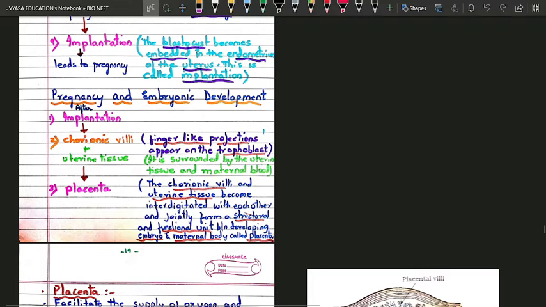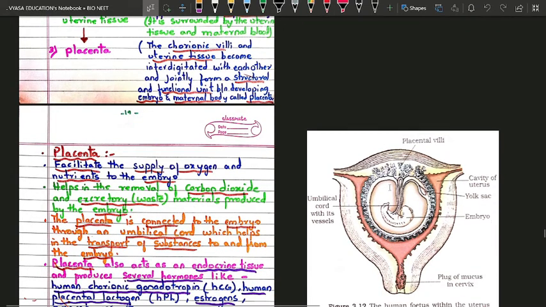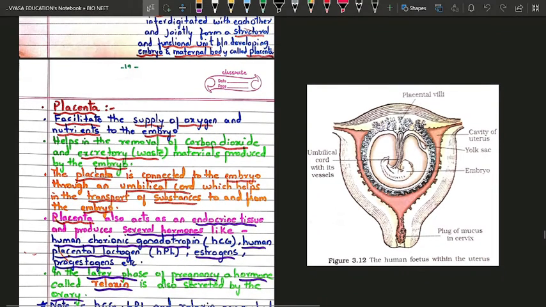Okay, so if somewhere in the question you have seen interdigitated chorionic villi, uterine tissue, okay, that is nothing but the placenta itself, and the placenta is the structural and the functional unit between the developing embryo and the maternal body. Okay, so you can see in this picture clearly, this is the placenta, this is the growing embryo, and this is the maternal body. This whole thing is the maternal body. Okay, yeah, placenta. So this part of the placenta can be given for theory exam.